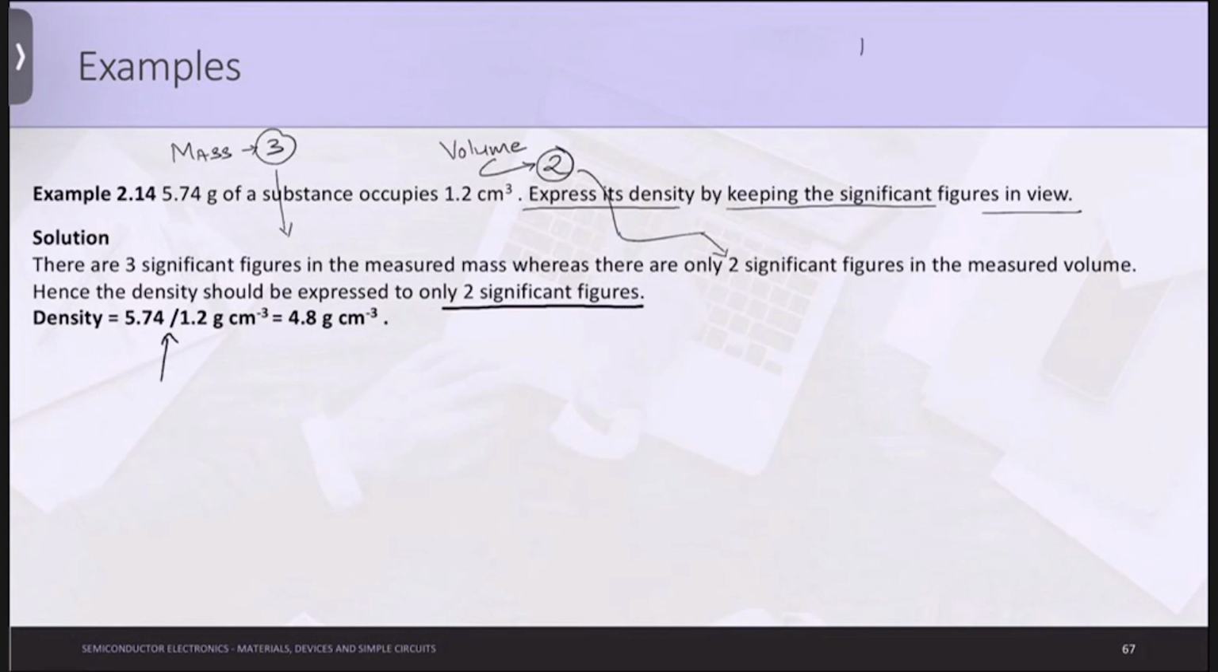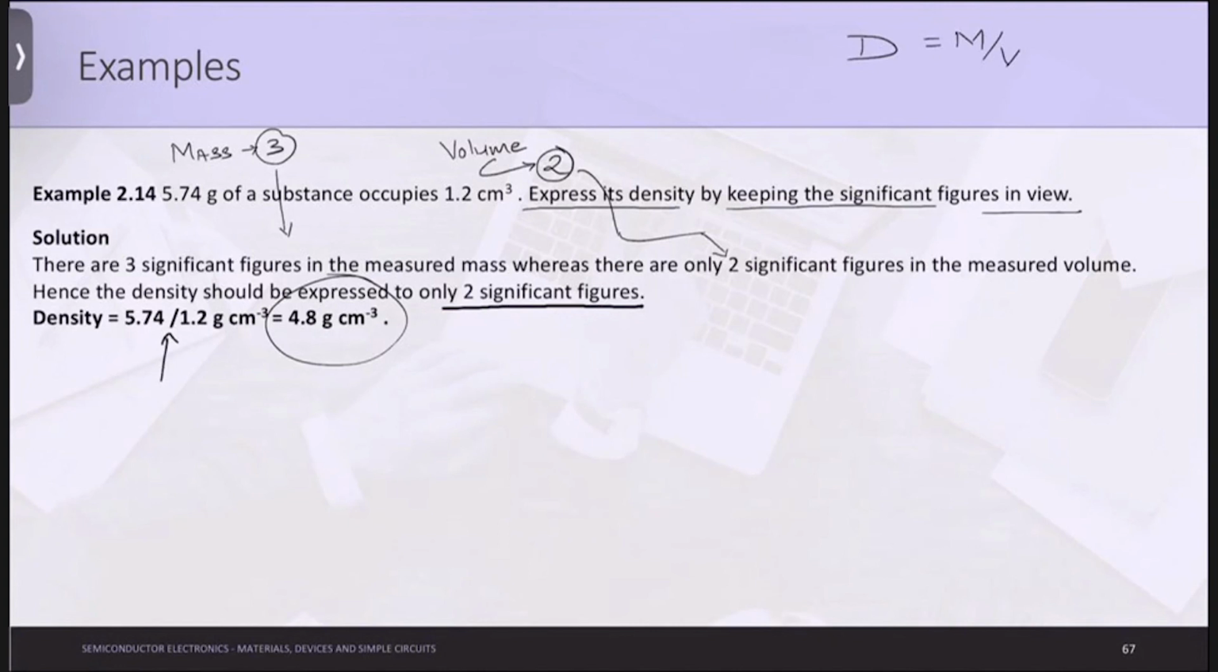You know what density is? Density is nothing but mass by volume. Mass is given to you, volume is given to you. Calculate it, and finally give the answer only in terms of 2 significant figures. Let us say the answer would have come 4.733. Then you would have changed it to 4.7.